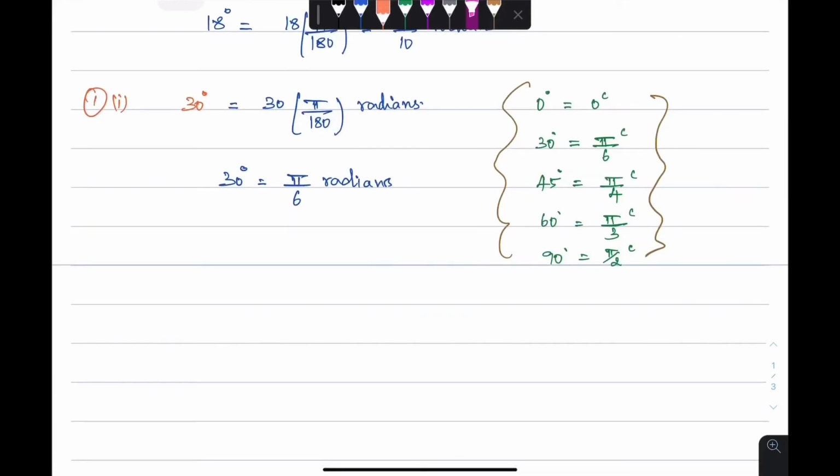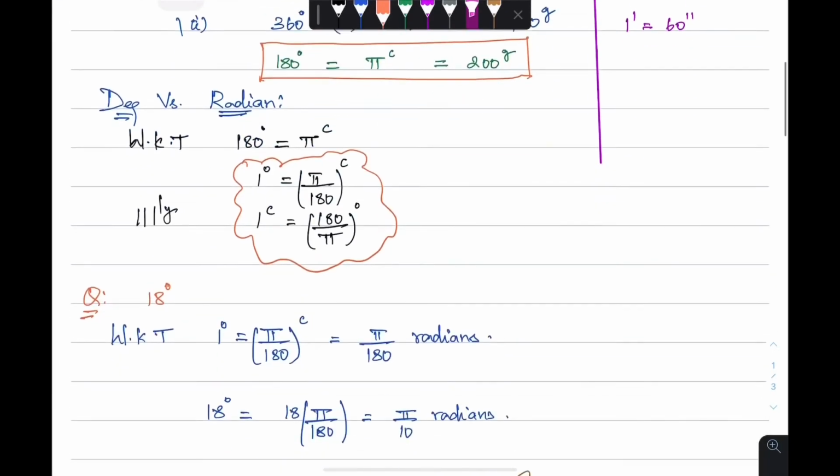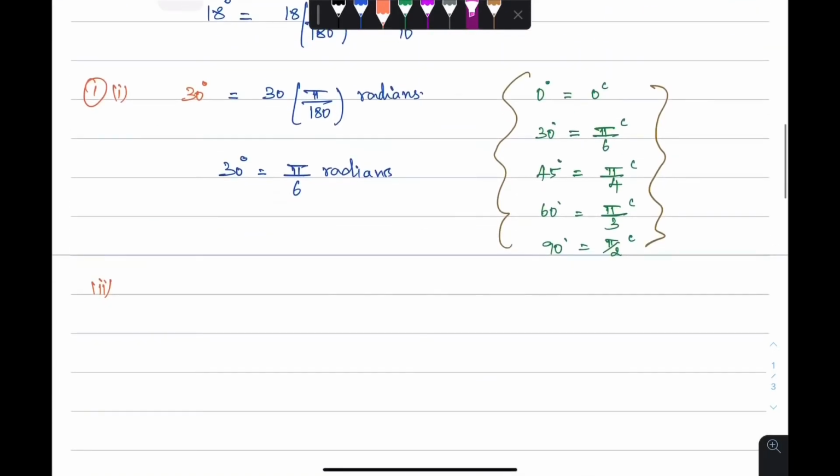So let's do the next problem. What is it? 135 degree. Let's do it. So you also do along with me. 135 degree can be written as, very nice. So you need to practice this. 135 into pi by 180 radian. You do it along with me, children.